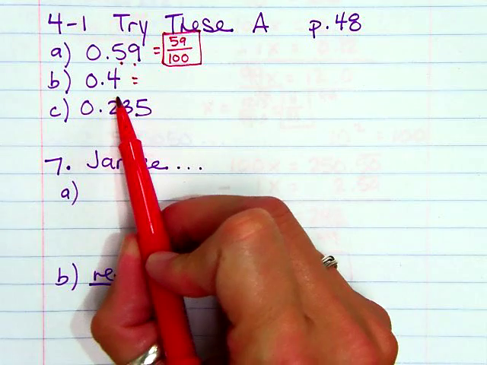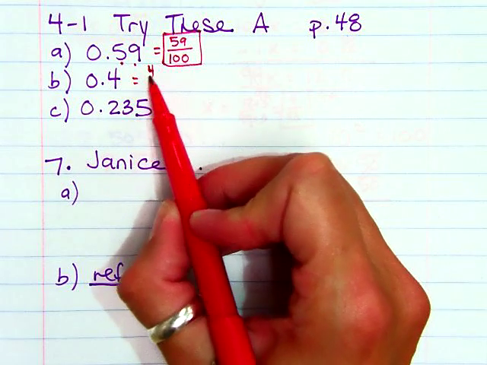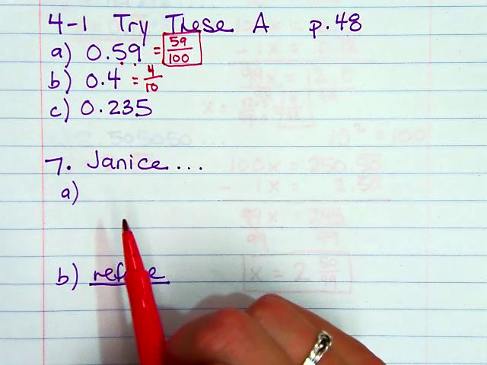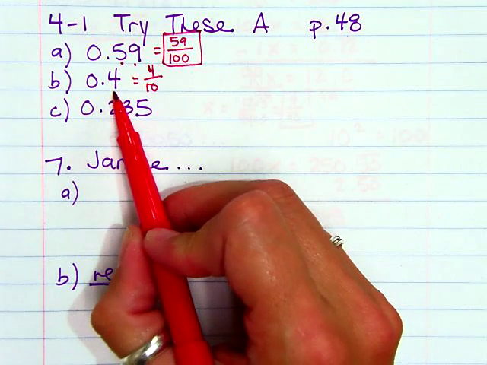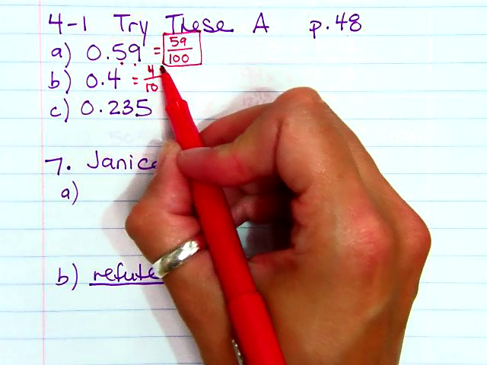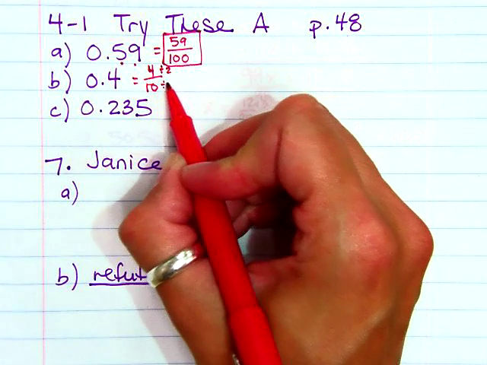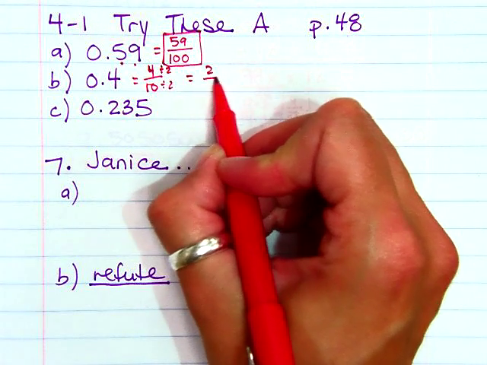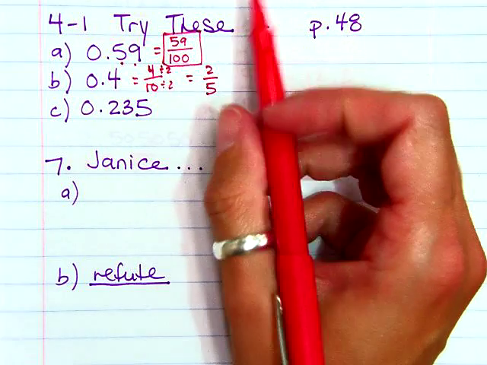This, if I read it properly, is 4 tenths. Again, if I can't remember, 1 decimal place, 1 zero in the denominator. And this can reduce by 2's. So we'll start there. That will give me 2/5. And that is my final answer.